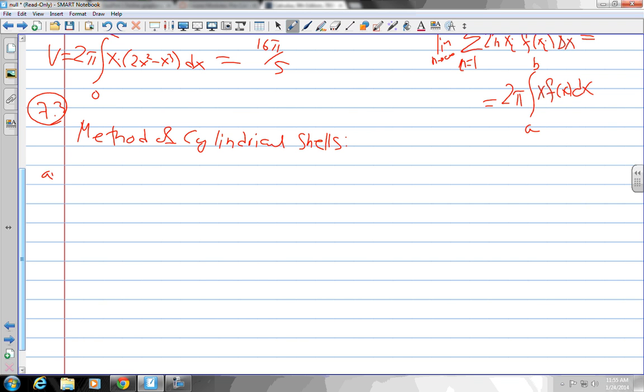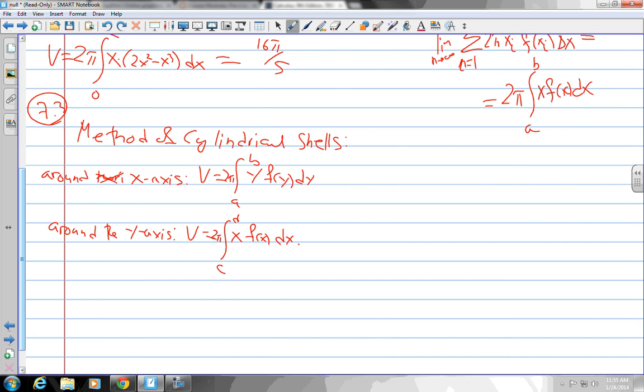The rotation around the horizontal axis, or we'll just call it the x-axis, you'll end up with a dy integral. You're going to have volume equals an integral from a to b, y, f of y dy with a 2 pi somewhere. So that's when you rotate around the x-axis. And around the y-axis, you'll get volume equals an integral from c to d, because it doesn't have to be the same as a, b, 2 pi x f of x dx. Okay?